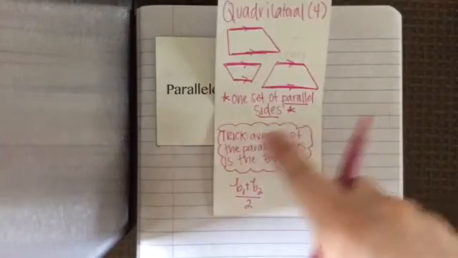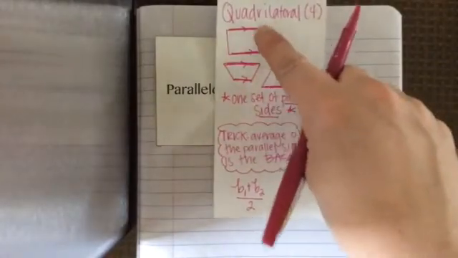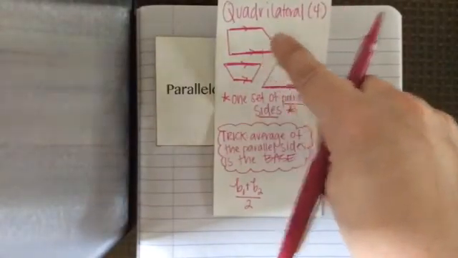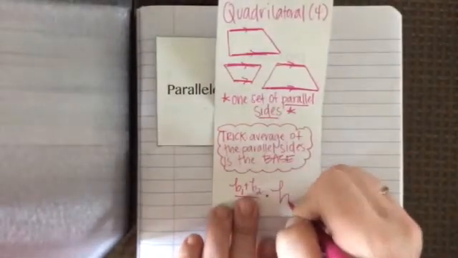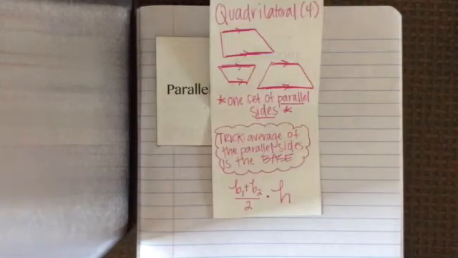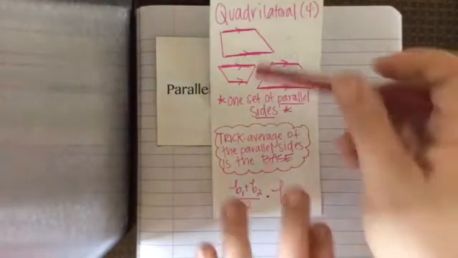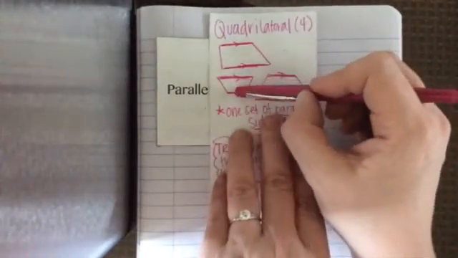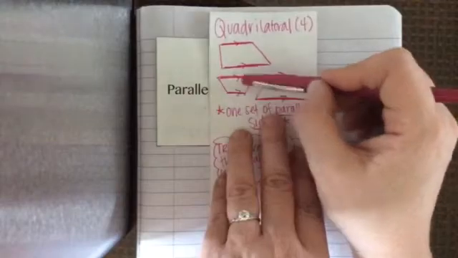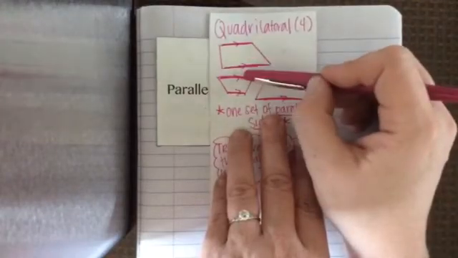It's the average of the parallel sides. So the top plus the bottom, get an answer, divide by 2. Multiply that by your height. So you're finding the base, you're just finding the average of the base. Is the base the top or the bottom? I don't know. Because it could be drawn any way you wanted.